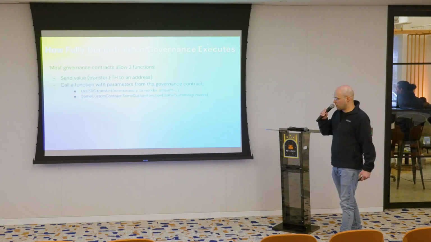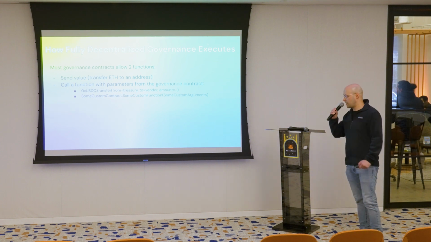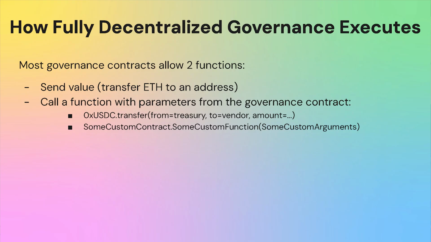Now, most fully decentralized governance systems basically have two capabilities. They can send value to a specific address, and they can call a specific function with specific parameters.